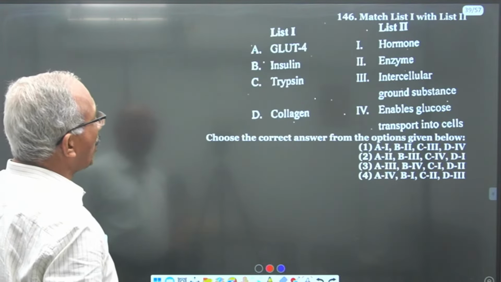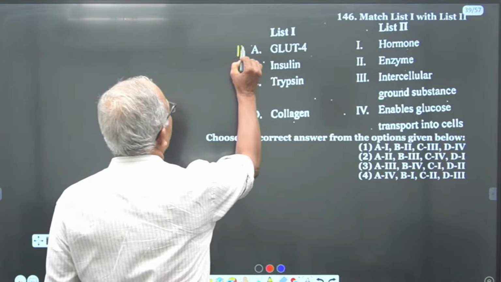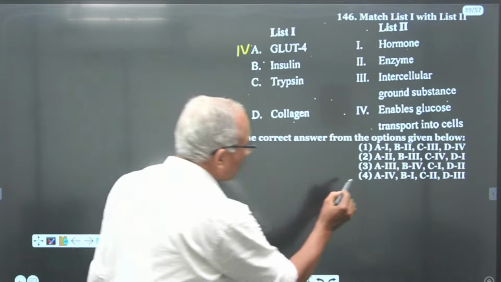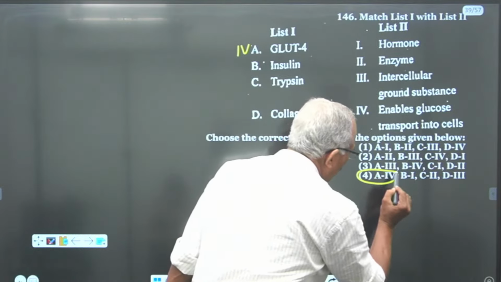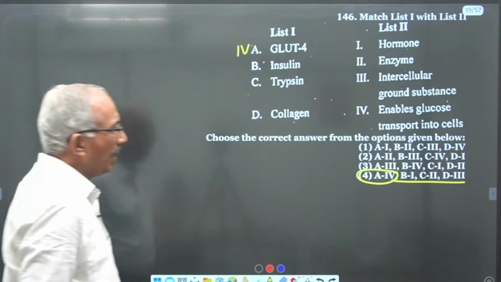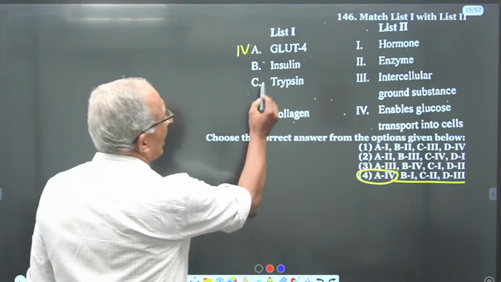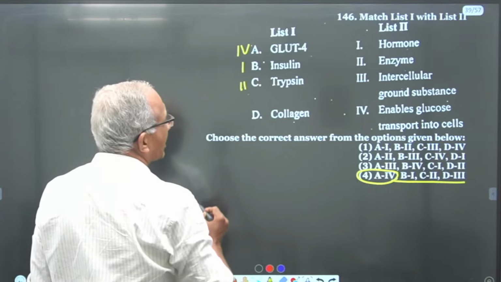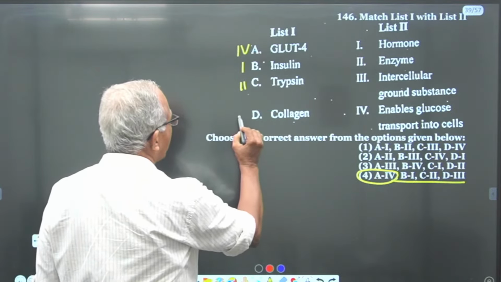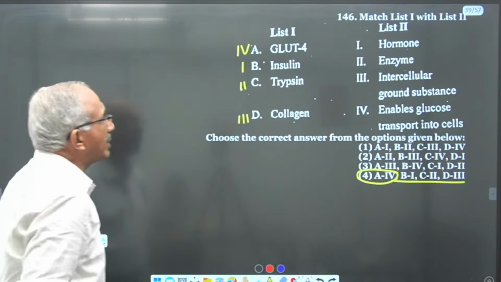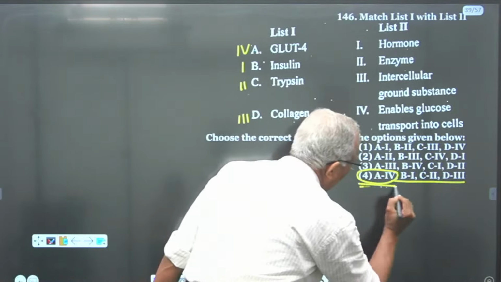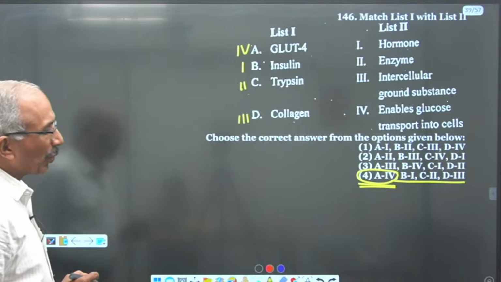Then GLUT4, it is for transport of glucose. There is only one option, option 4, A matched with 4. Insulin is a proteinaceous hormone. Trypsin is an enzyme. Collagen is intercellular ground substance. Like this technique, we can arrive quickly at the answer.